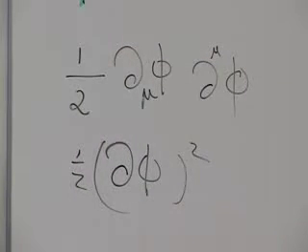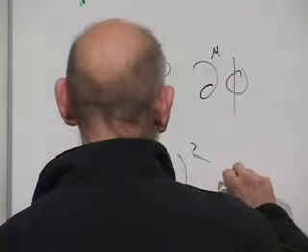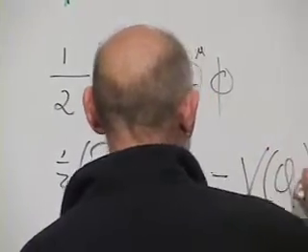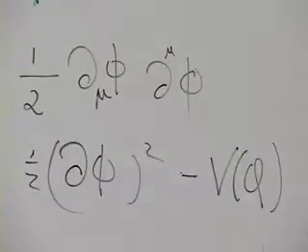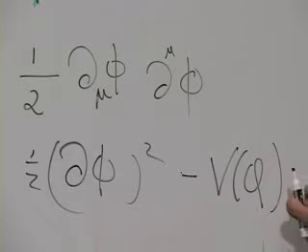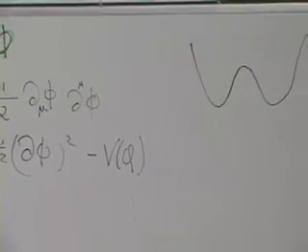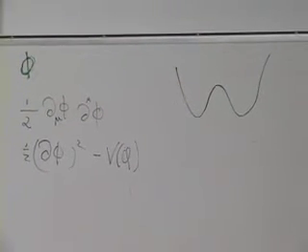And then you can add another term, which is a potential energy, minus V of phi, a potential which depends on phi. It doesn't depend on the gradients of phi, either time derivative or space derivative. It just depends on phi itself. And imagine that V of phi looks something like this. Completely symmetric, exactly symmetric with respect to changing plus to minus.